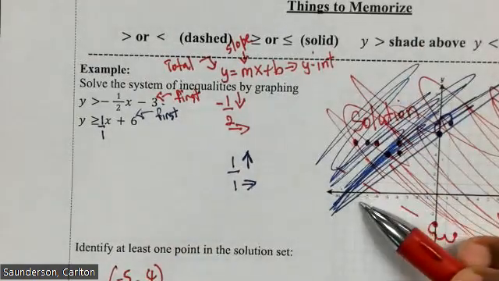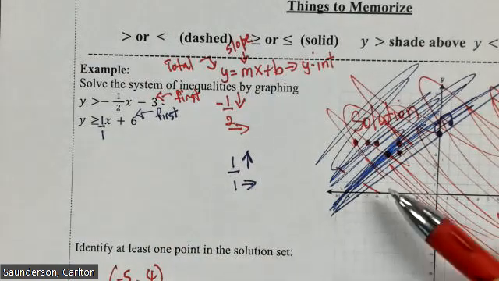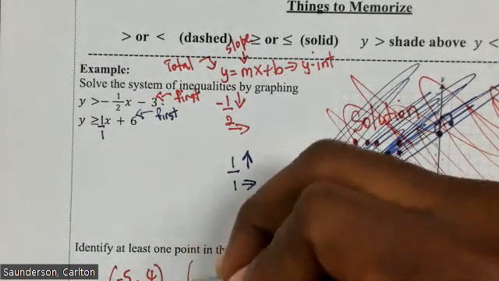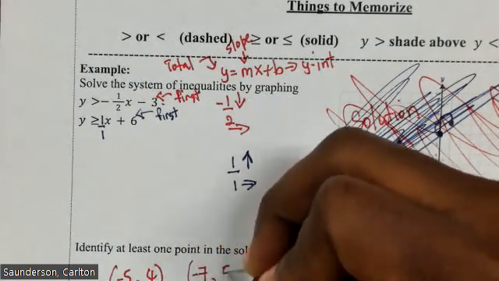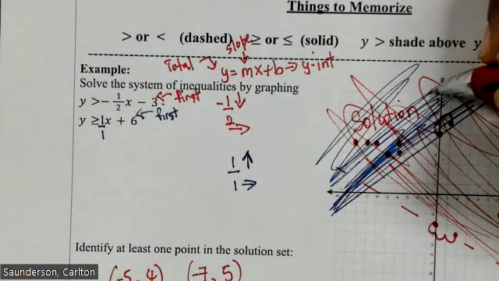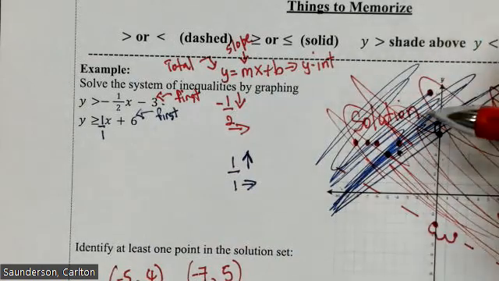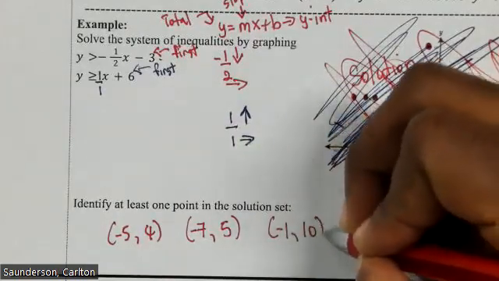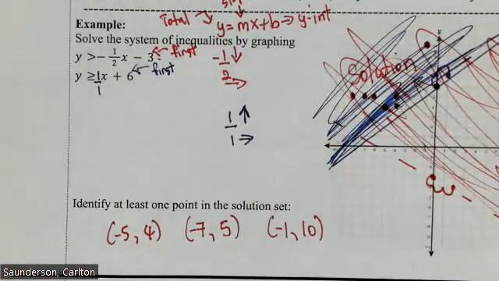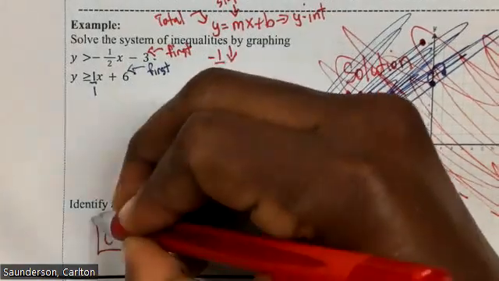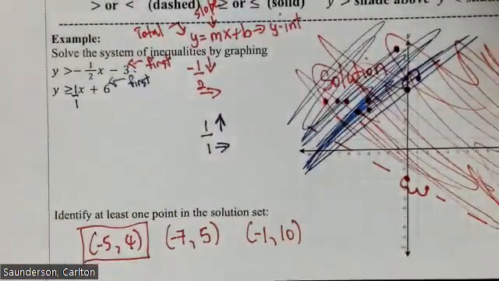If you did not want to use that coordinate, you could also use -7, 5, because it's in that shaded area. You could also use -1, 10, because that's all the way up here. So -1, 10 also works. Any of those could be a solution, but only identify one. So again, just like that.